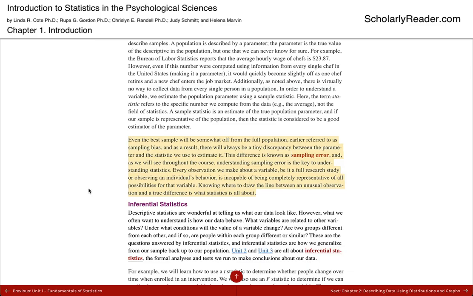Every observation we make about a variable, be it a full research study or observing an individual's behavior, is incapable of being completely representative of all possibilities for that variable. Knowing where to draw the line between an unusual observation and a true difference is what statistics is all about.